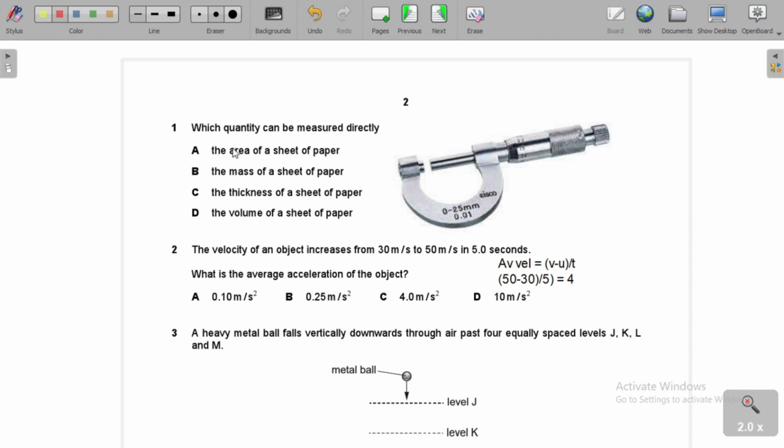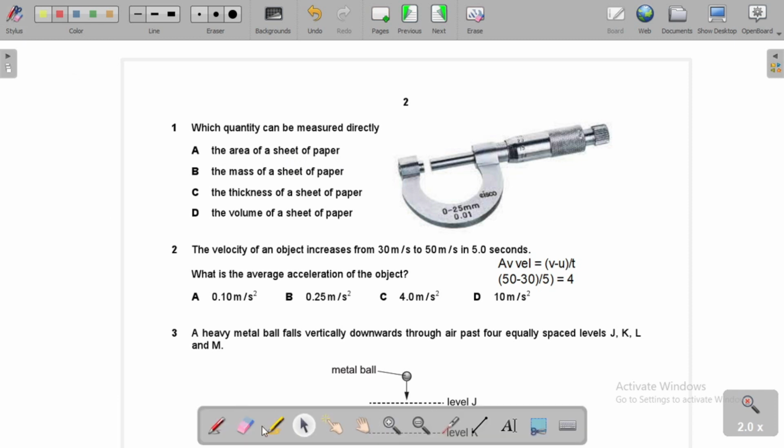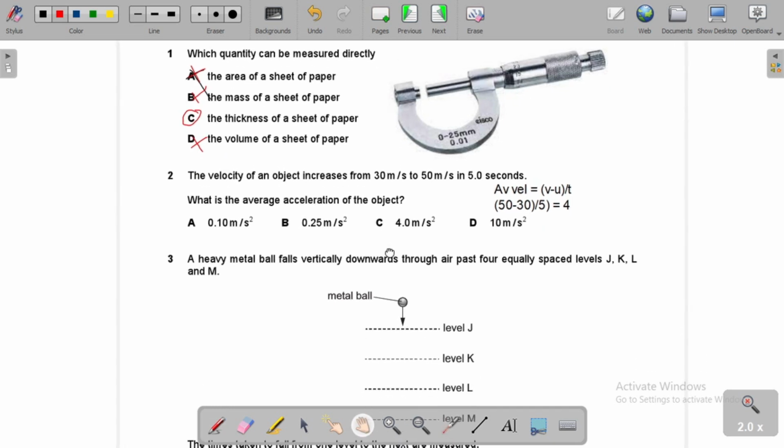Now let's look at what we have here. The area of a sheet of paper. This one is out. We cannot use it to measure area. This is out. Let me change this to red. This is out. The mass is not a distance measuring instrument. This one is out. The volume, no, this one is out. So the answer is C. A micrometer screw gauge is used for measuring the thickness of a paper. Let's look at the next one.